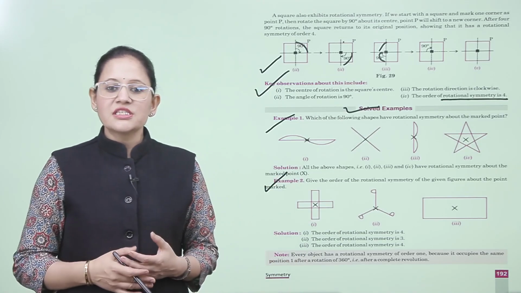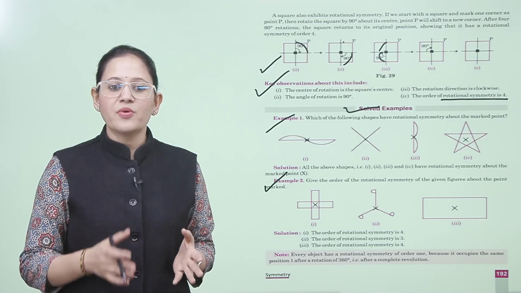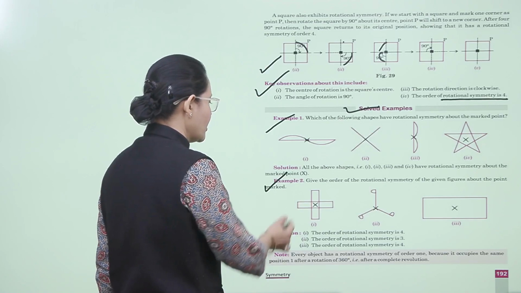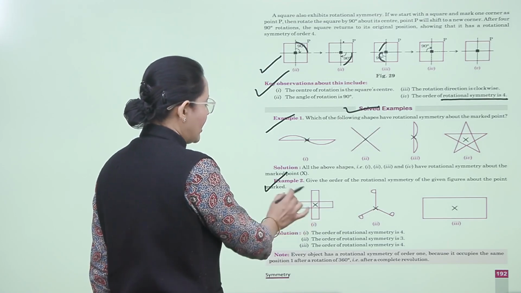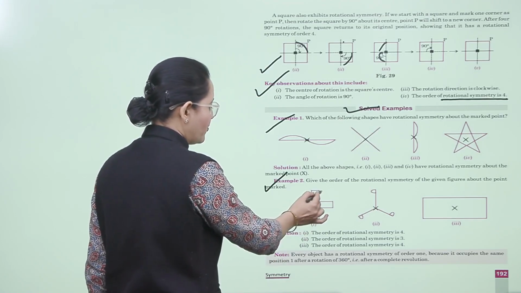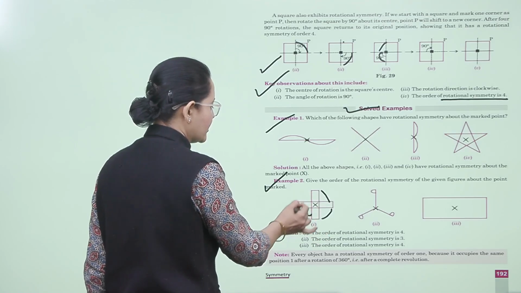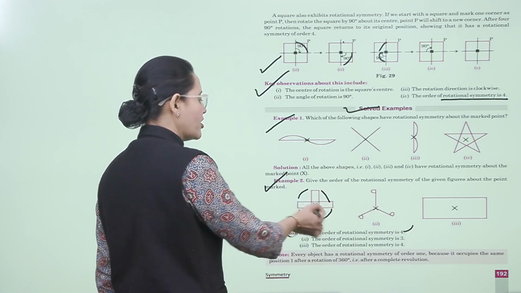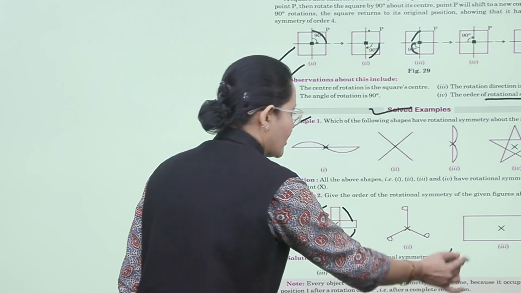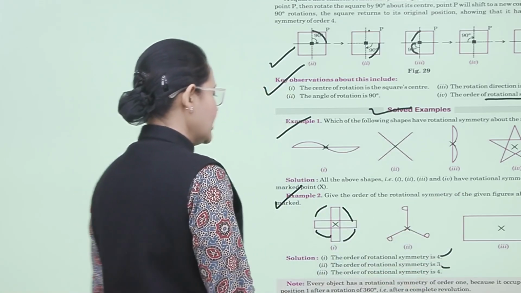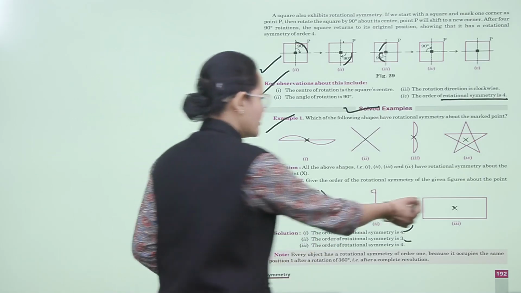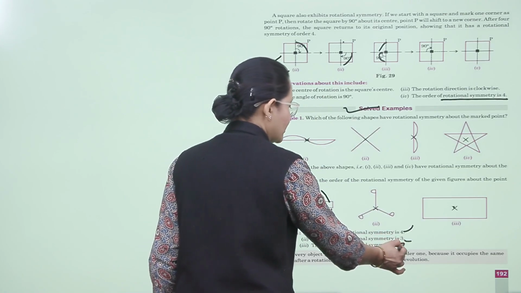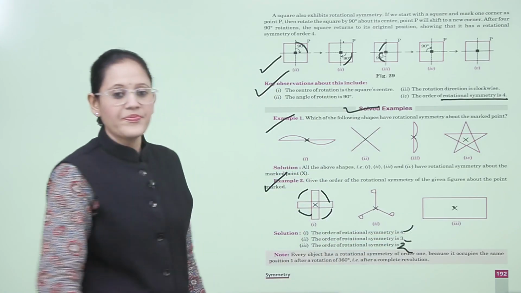Give the order of the rotational symmetry of the given figure about the marked point. So you have to give the order of rotational symmetry around this point. In this, it has order of rotational symmetry 4: 90 degrees, 90 degrees, 90 degrees and 90 degrees. Clear? In this figure, it has order of rotational symmetry 3, and this is a rectangle. Around this point it has order of rotational symmetry 2. Clear?